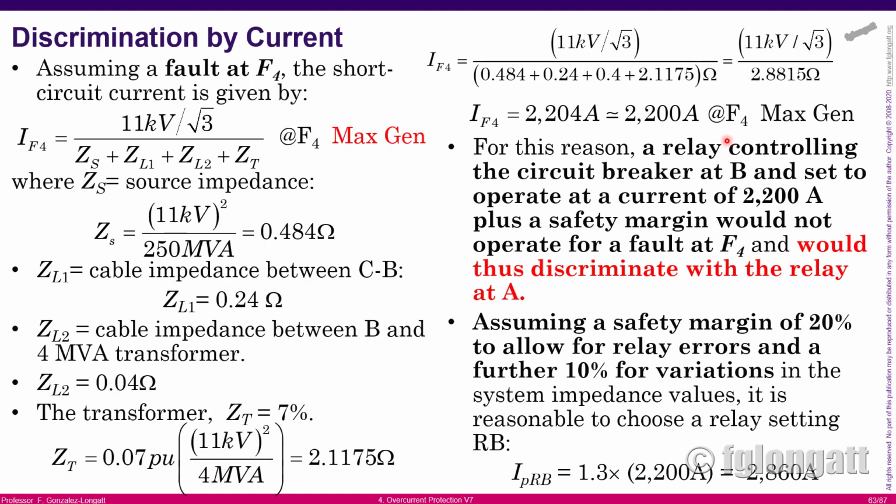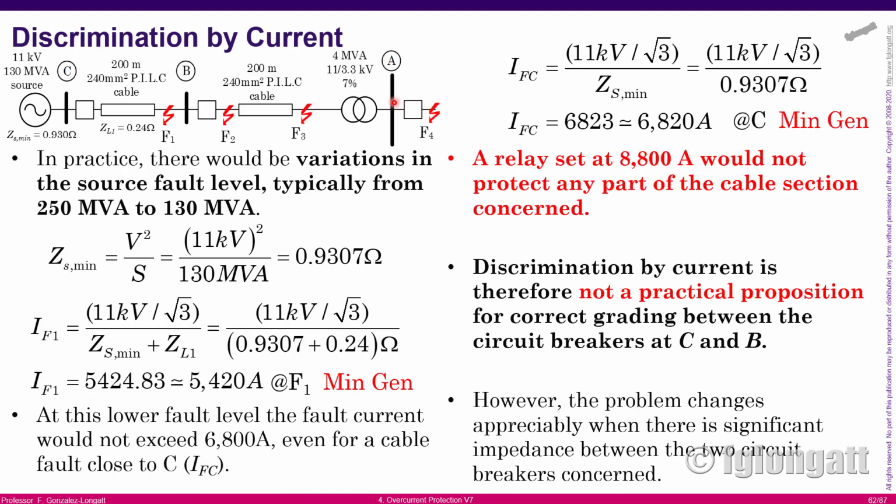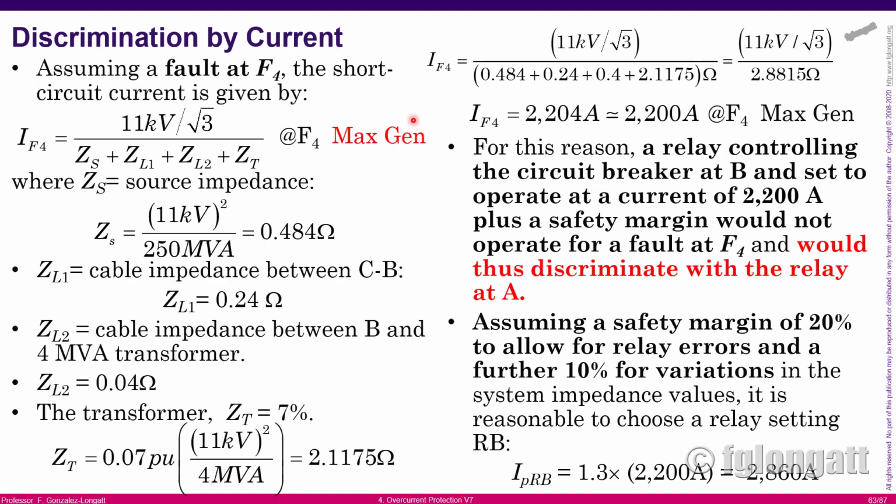Okay, finally what I want to do here is, let's go back again to the scenario of maximum generation, and now let's calculate the short circuit levels at the end or the tail of this circuit. Okay, the tail of the circuit is positioned here, F4. Again using basic Thevenin, it is the voltage divided by the total series impedance. In this case we are using maximum generation.